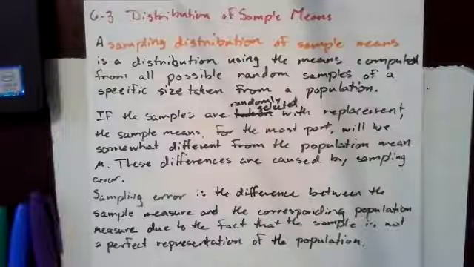In this video, we will discuss distribution of sample means. A sampling distribution of sample means is a distribution using the means computed from all possible random samples of a specific size taken from a population. The samples are randomly selected with replacement.